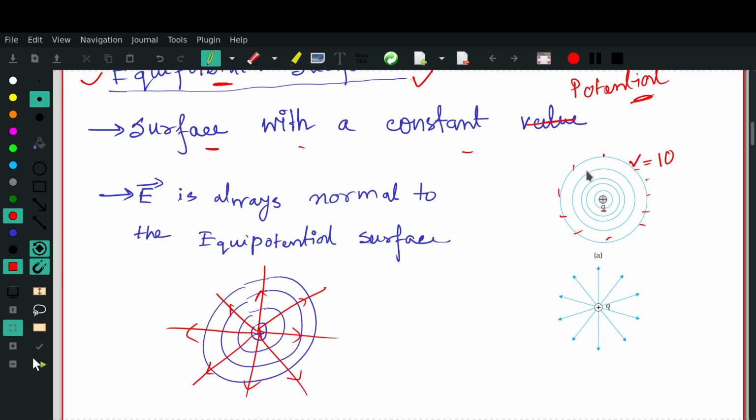Now if you go inside, the potential might change. So let's say for this sphere we have V equal to 5, something like that. Just to give you an idea.